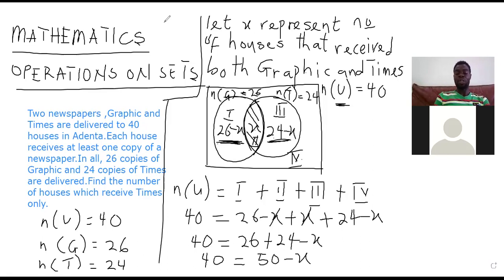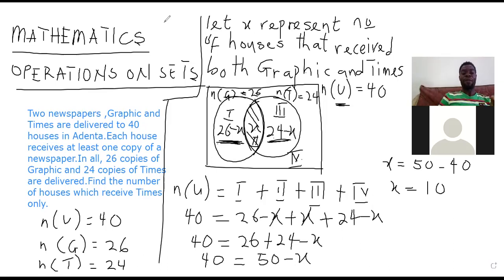When we bring negative X to the left hand side, since it is crossing the equal to sign, the sign must change to positive. So we have positive X is equal to 50. We are bringing 40 to the right hand side; it is positive, so when brought over it becomes negative. So minus 40, and 50 minus 40 gives you 10. So 10 houses received both Graphic and Times.